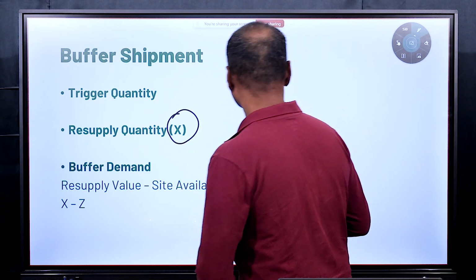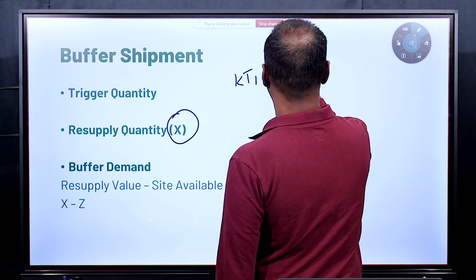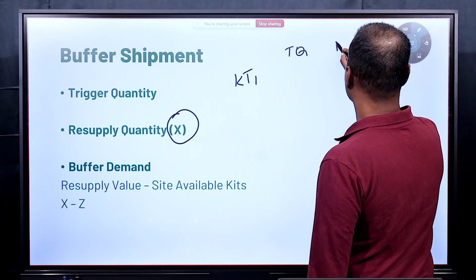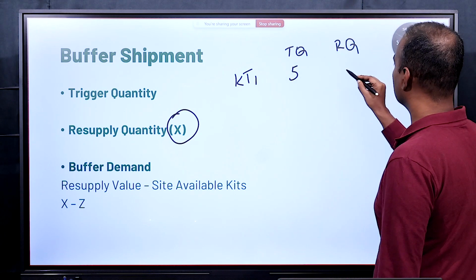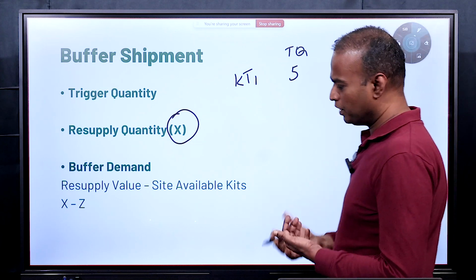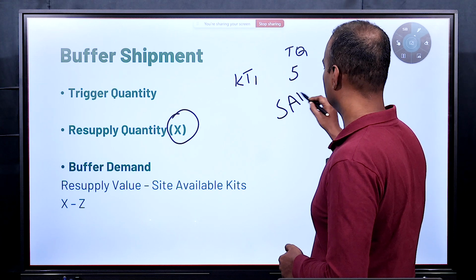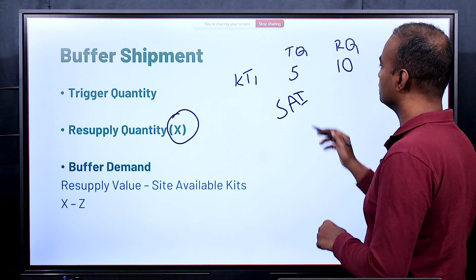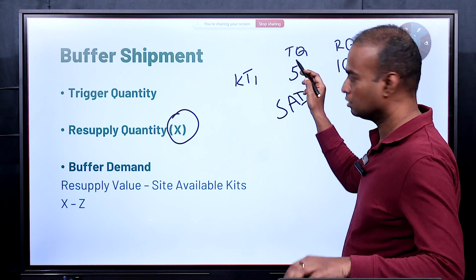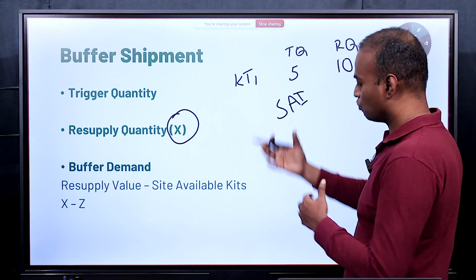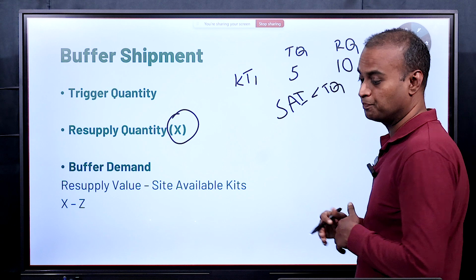For example, I will take a kit, kit type 1. Okay, if I say trigger quantity and resupply quantity, if I give trigger quantity as 5 and resupply quantity as 10, a shipment is raised to the site when the site available inventory, which in the previous session we have seen, is less than 5. A shipment will be triggered. That is the reason we are calling this trigger quantity. This quantity is triggering the shipment. Whenever the site available inventory is less than trigger quantity, a shipment is raised.